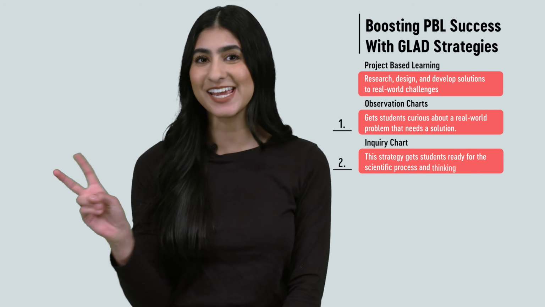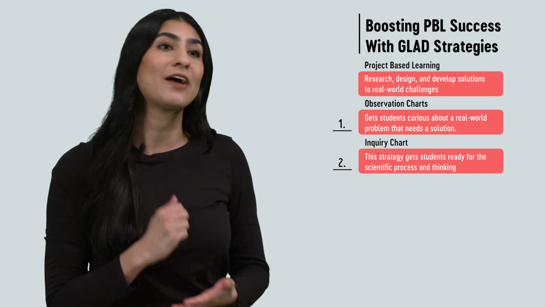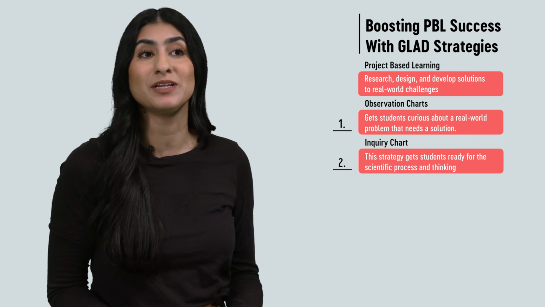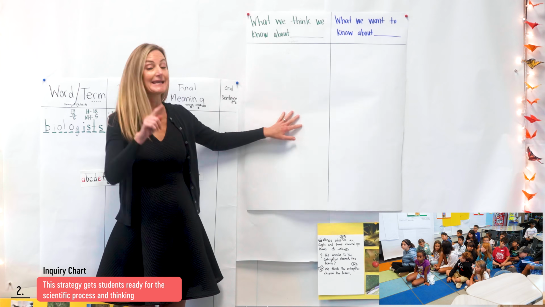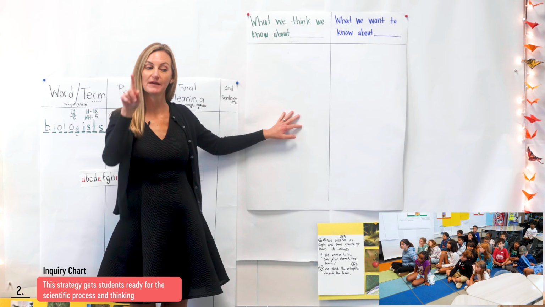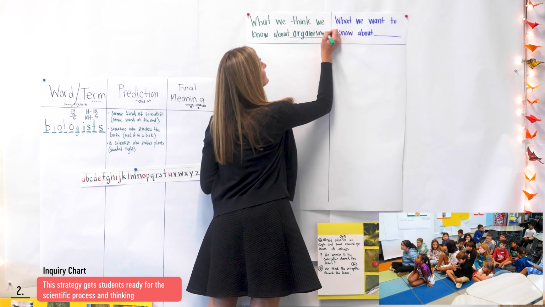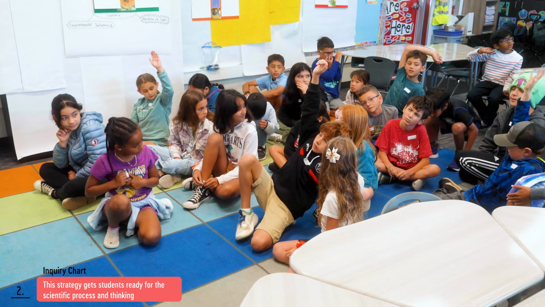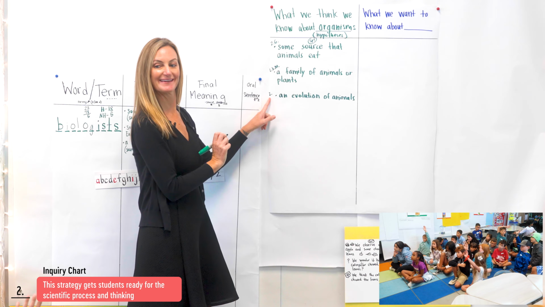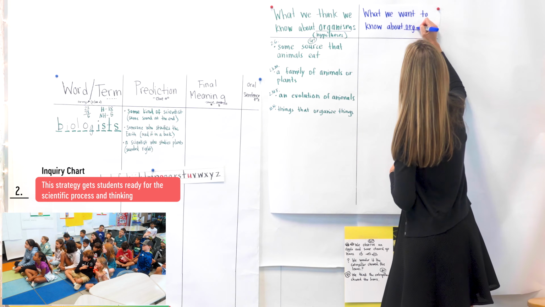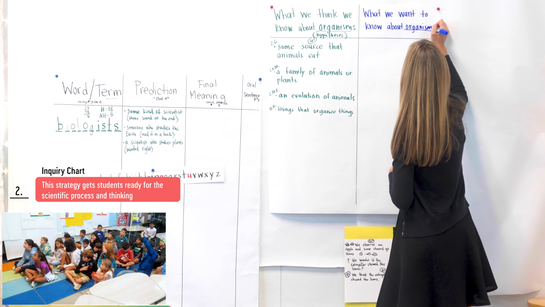The second strategy is the inquiry chart. Once students have determined a topic or a topic has been assigned to them, try using the inquiry chart. This strategy gets students ready for the scientific process and thinking. You'll start off with the left side of the chart. You'll list out student hypotheses about the real-world problem. On the right side of the chart will be an opportunity for students to ask questions related to the topic.